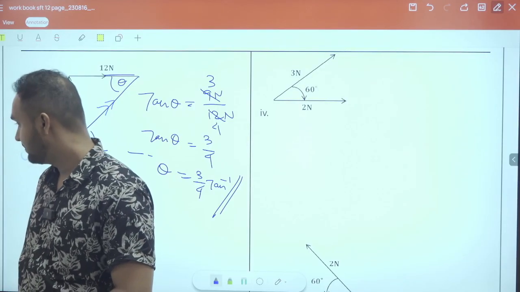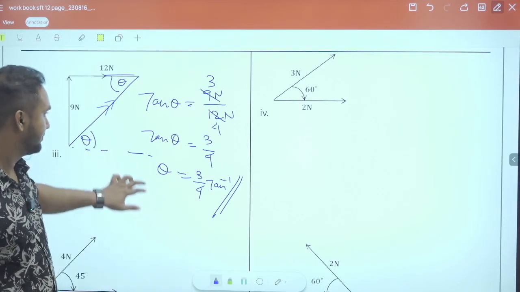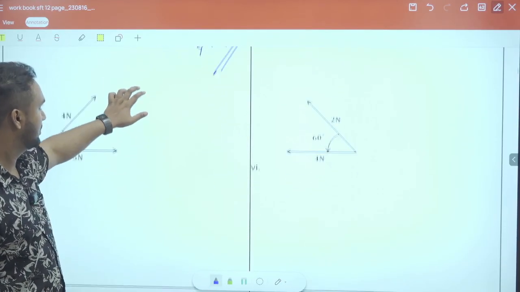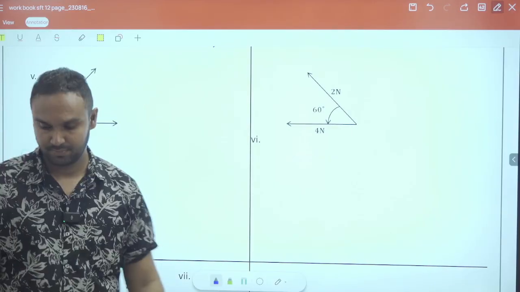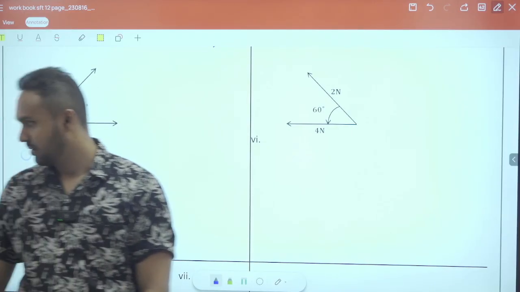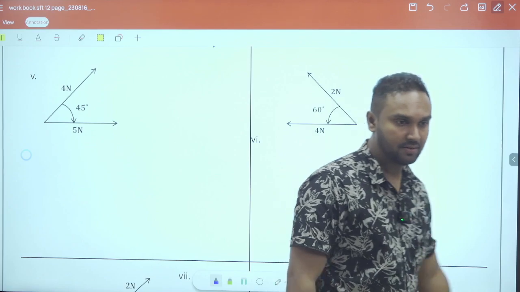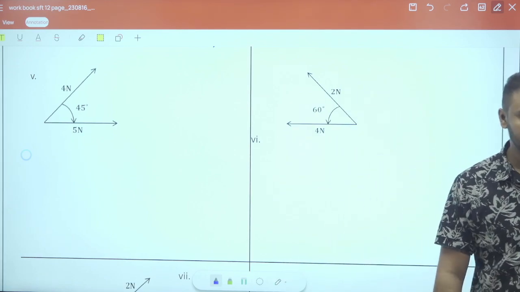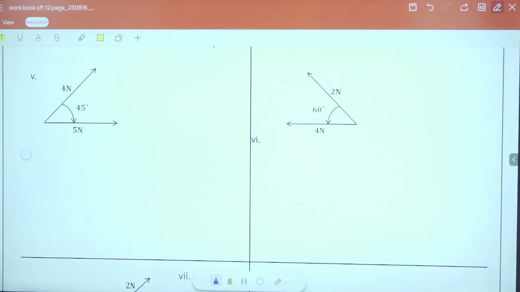First question done? Yes. Come to the second question. 4 newtons and 5 newtons acting at a 45 degree angle. Done with the second question as well? Not yet. Try it.